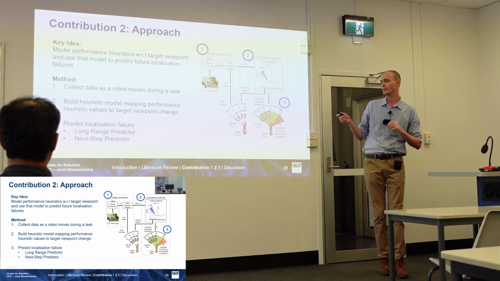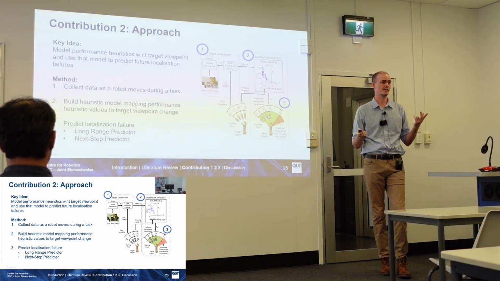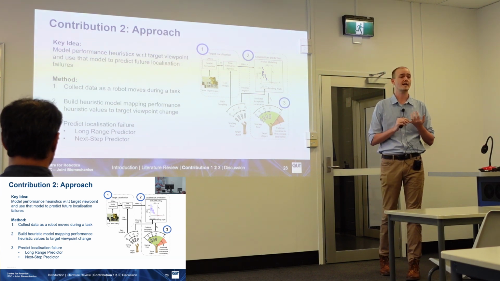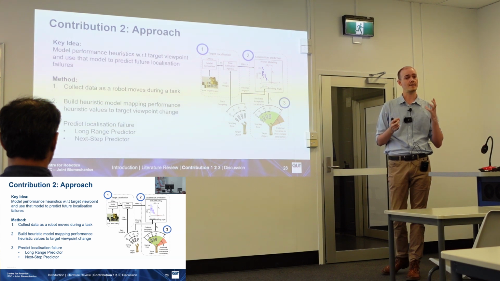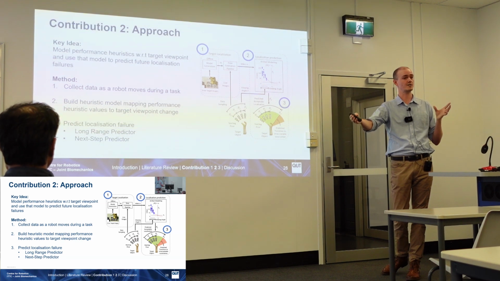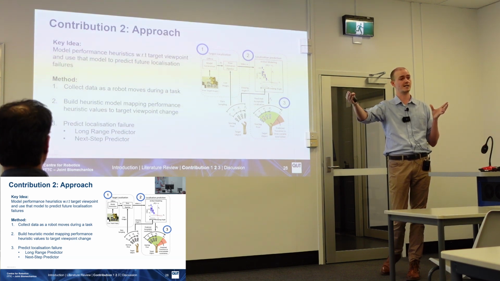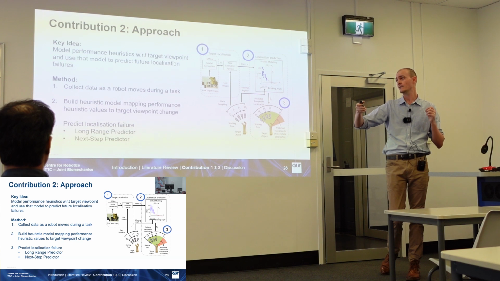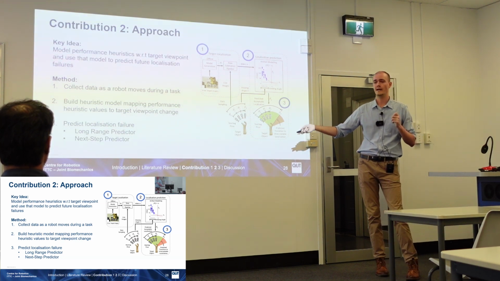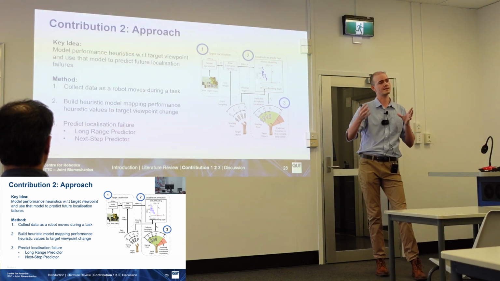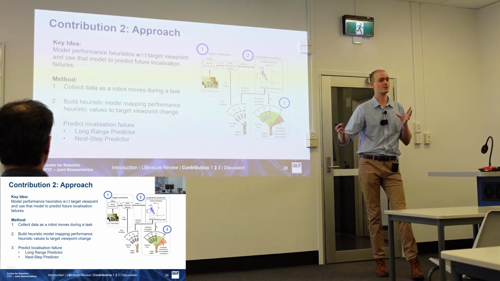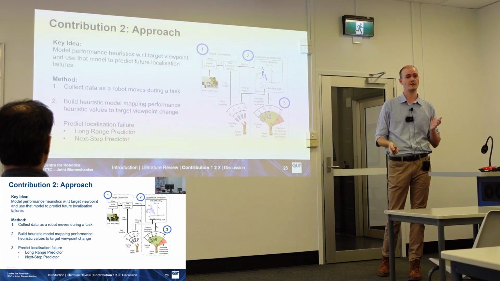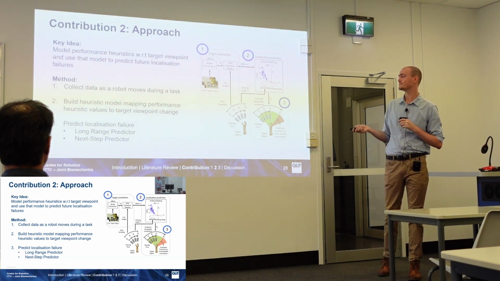To implement this, we propose 2 different versions of our predictor. The first is a long-range predictor that uses a minimum amount of data sampled at the beginning of a task to build the heuristic model and make a single prediction as to how far the robot can move along a trajectory before reaching failure, and a next step predictor. Our next step predictor continually updates its heuristic model as the robot moves in order to update its prediction of where localization failure will occur, to stop the robot just before it gets there.